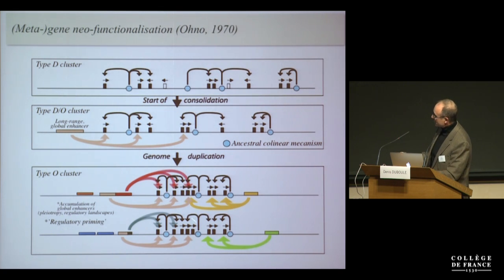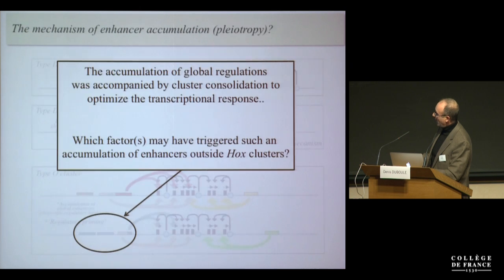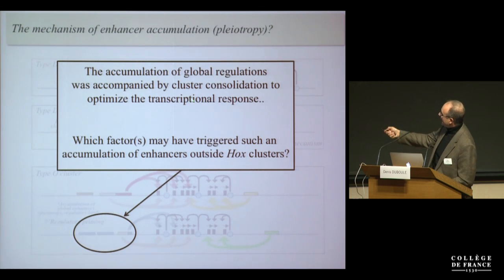Now, of course, that left us with the question: why, which factor may have triggered such an accumulation of enhancers outside the Hox cluster? Why so many global enhancers outside the Hox cluster? Okay. This is an important question because, as I said, we believe that this is the accumulation of these enhancers that led to a consolidation of the cluster.